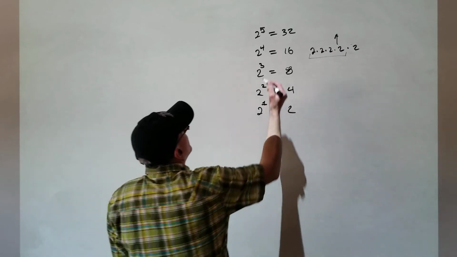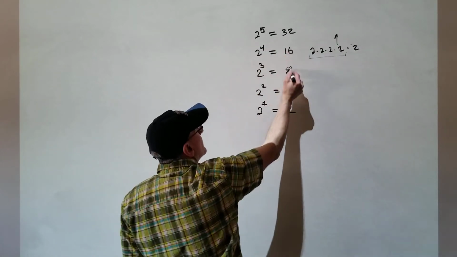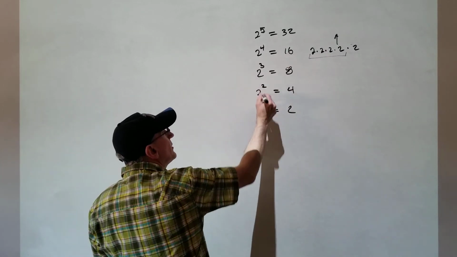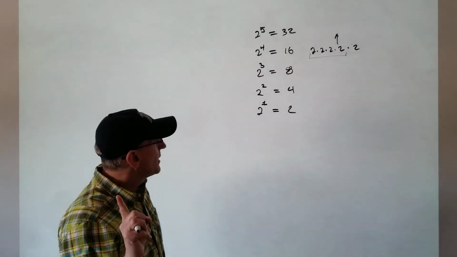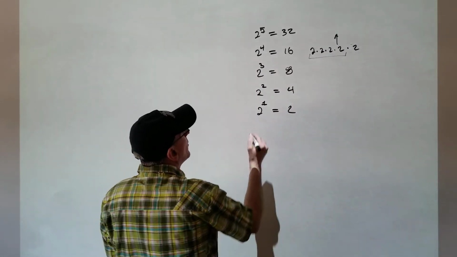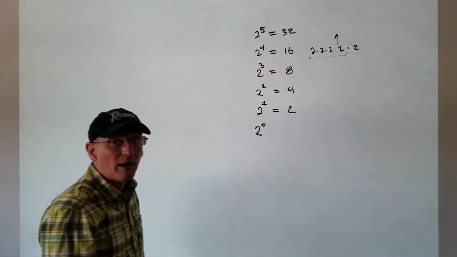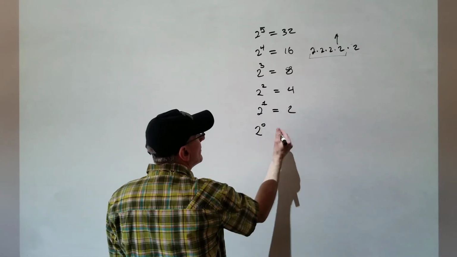Okay? You want to go from 2 to the 4th down to 2 to the 3rd, just take 16 and divide it by 2. You get 8. You want to go from 2 to the 2nd down to 2 to the 1st, just take 4 and divide it by 2 and you get 2. Now here's where the strange stuff starts to happen. What if you want to go even lower than 2 to the 1st power? I mean like 2 to the 0 power. Well, the pattern holds. You just take the last answer and divide it by 2.